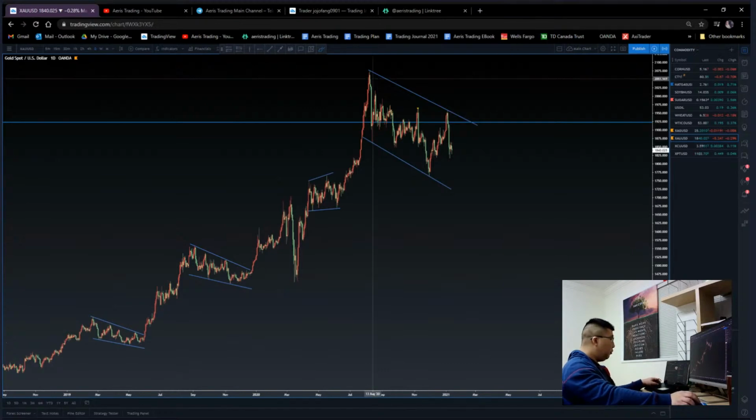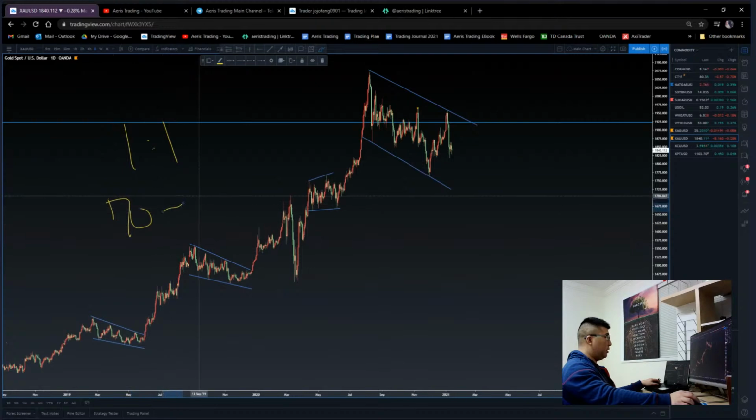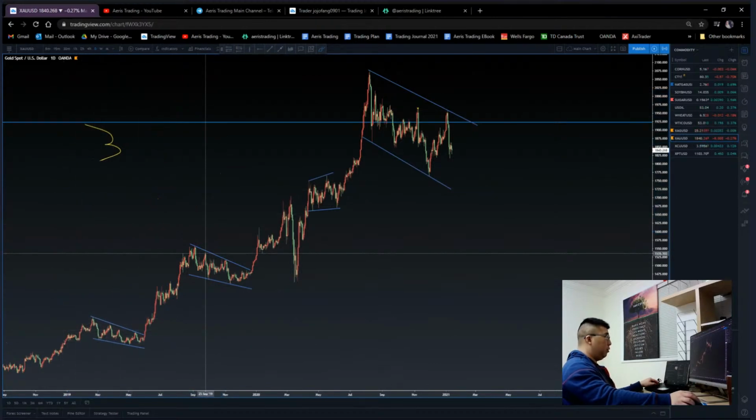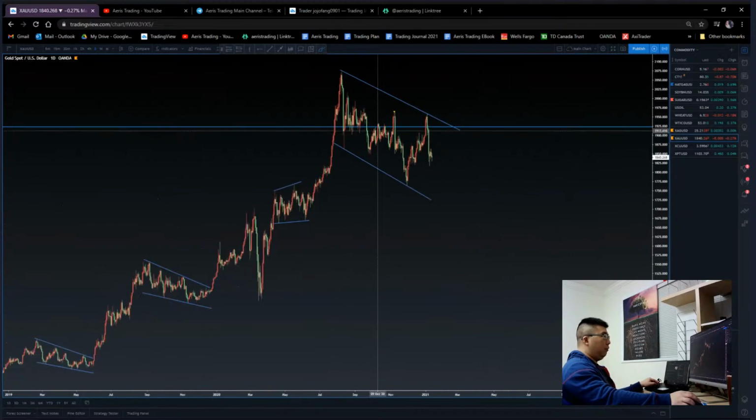Because if you're always looking for one-to-one trades, your strike rate has to be very high for you to be profitable. You have to be like 70 or 80%, which is very hard to do if you're looking for a one-to-one risk reward trade. Whereas if I'm looking for at least 3-to-1 risk reward, my strike rate doesn't have to be high. I just need to be in the 30-40% range, and I can still be profitable. So always think about your risk reward: for every one loss you have, how many wins you need to cover that.